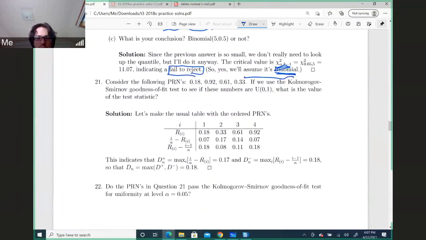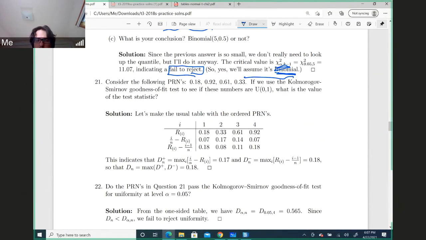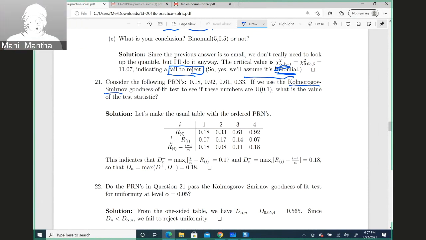Cool. Question 21. Here, this is an example of using the K... Sorry, one quick question on the alpha value here. Some places we are using alpha by 2, in some places we are using alpha. Here it is just alpha, right? Yeah. Okay. Yep.